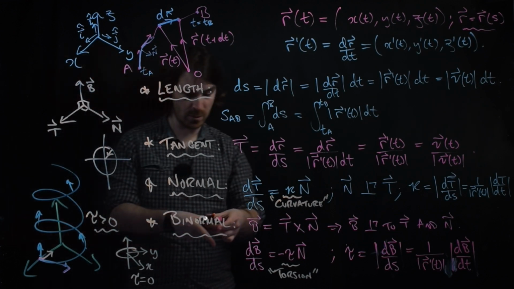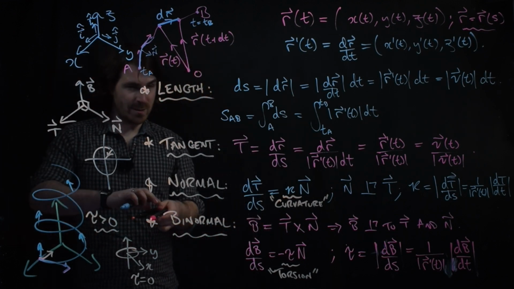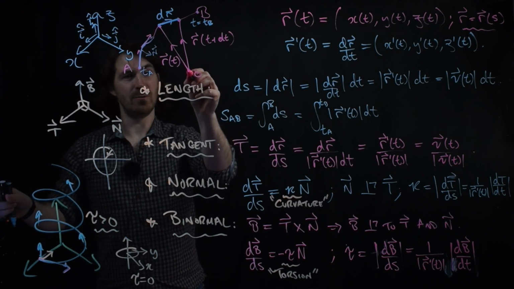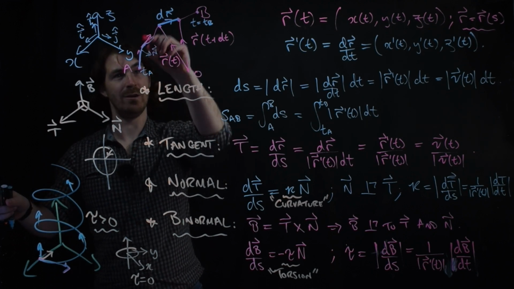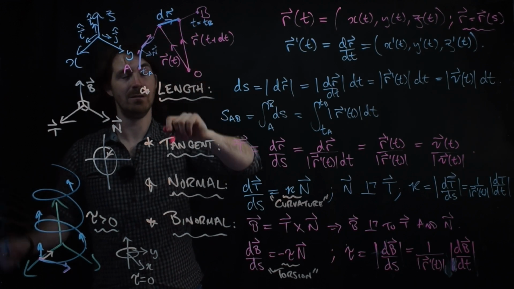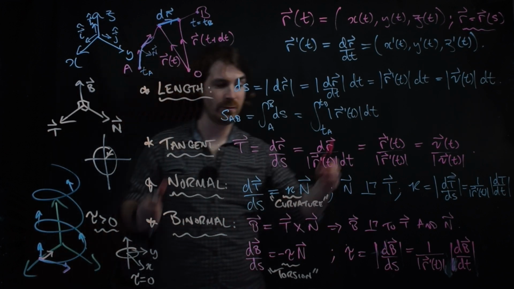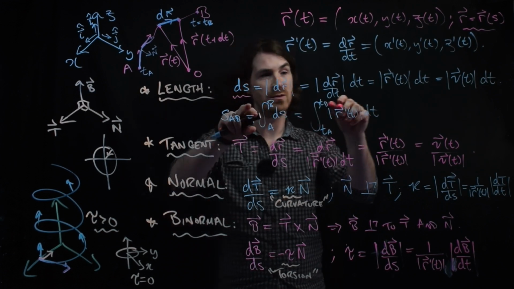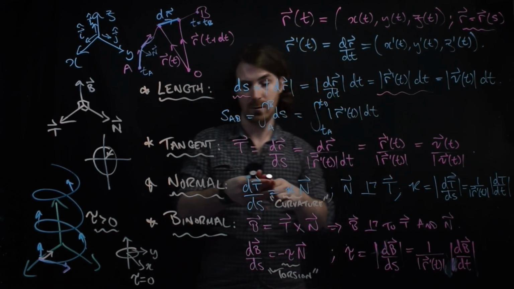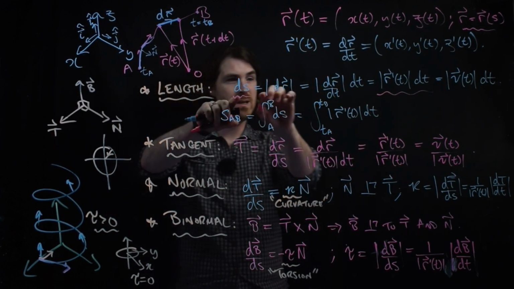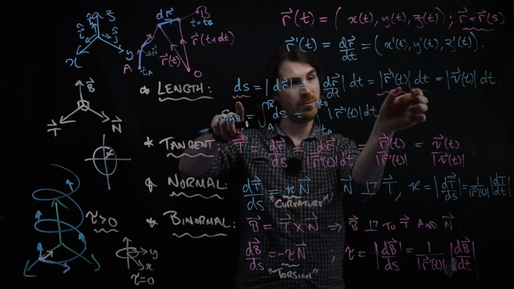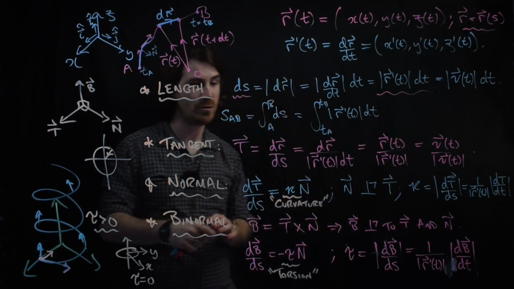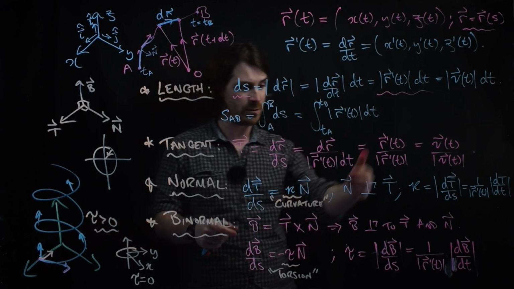Hopefully this gives you the idea that you can just start with this picture where you draw your curve and you draw this vector r and you change it a little, and then everything else just follows. It's this ds that you need to remember. If you can burn ds equals the magnitude of r prime of t dt into your mind, then everything else just follows.